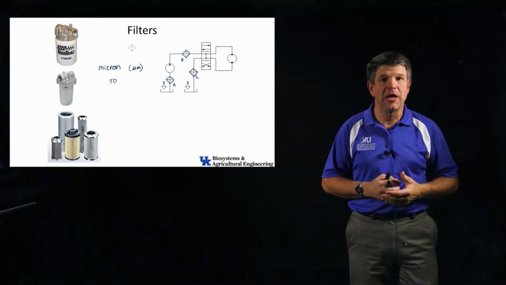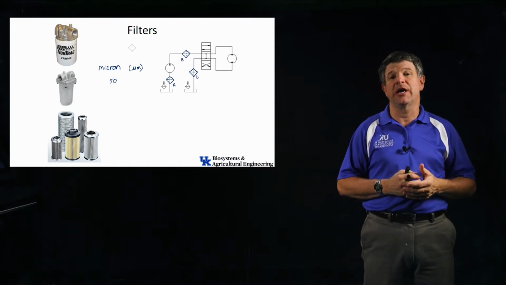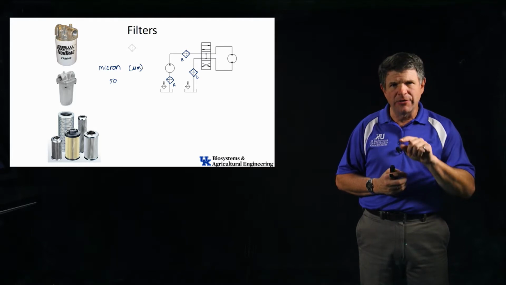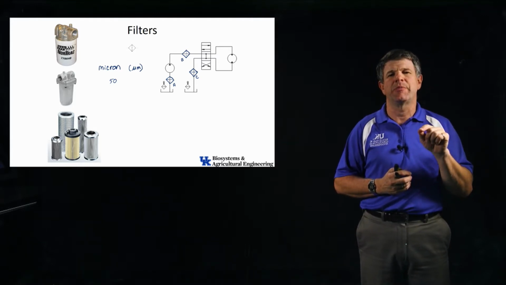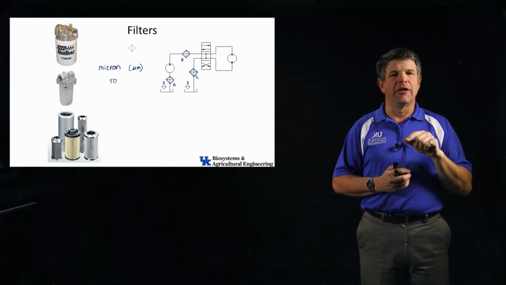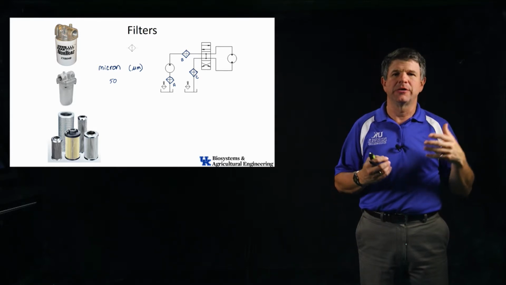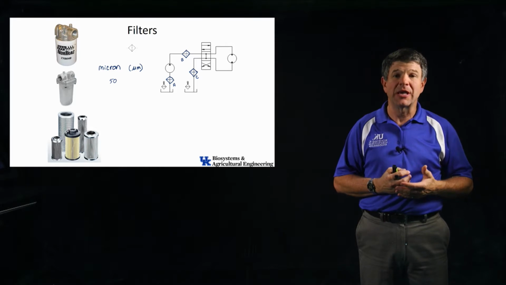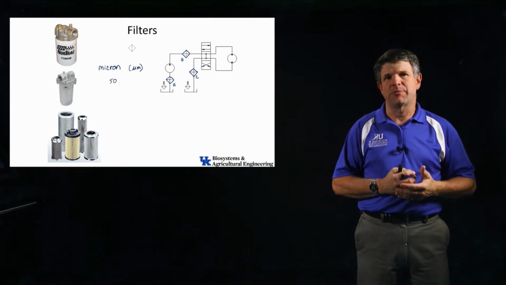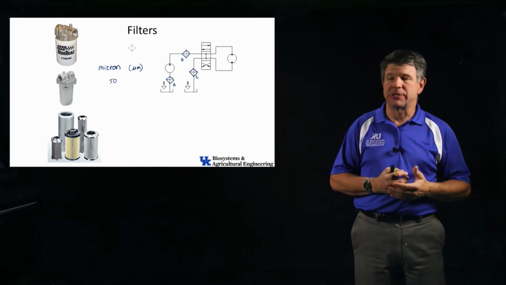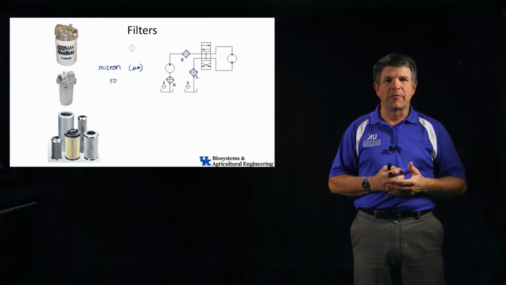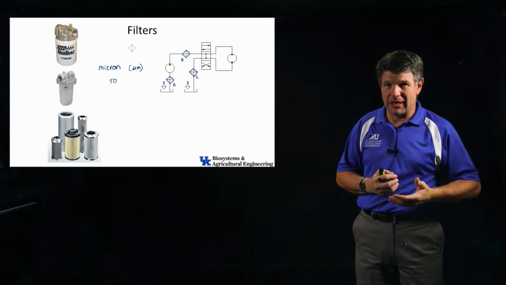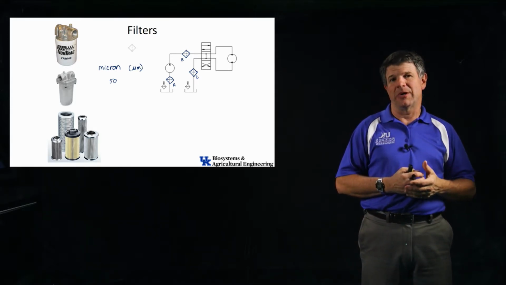What about position C? Position C is nice because it's right before the reservoir, so we're going to keep the reservoir clean. So any dirt or materials, particles that we pick up in the system from wear on the components or dirt that we introduce somehow, we're going to catch it before it ever gets into the tank. So we keep the tank clean, and that's a nice part about position C. The problem is any dirt that is in the tank, we don't get. It has to go all the way through the system before we can catch it.